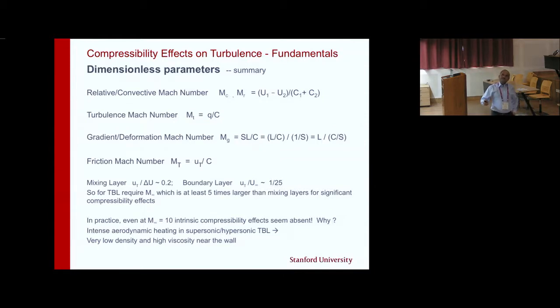And the idea of a gradient or deformation Mach number is something that got introduced in the late 80s into the literature, and this is not as widely used, and I'm talking about it here more so that maybe in the broader community it could be used. The idea is to define a Mach number which is based on the rate of strain or shear or some deformation rate, and the turbulence length scale and the speed of sound. So why it might be important to think about a deformation Mach number or a gradient Mach number.